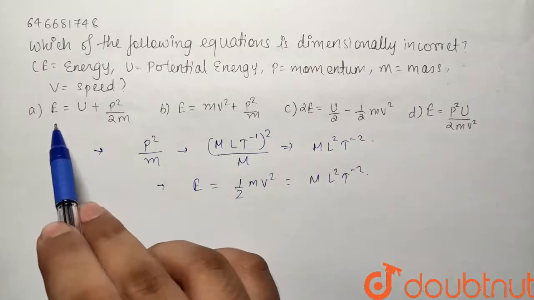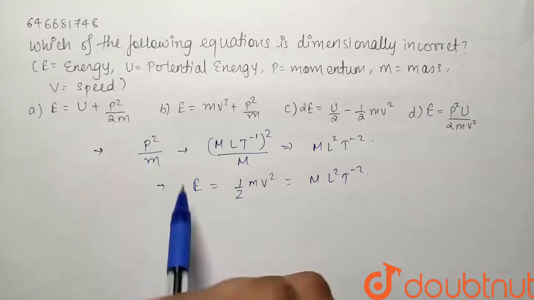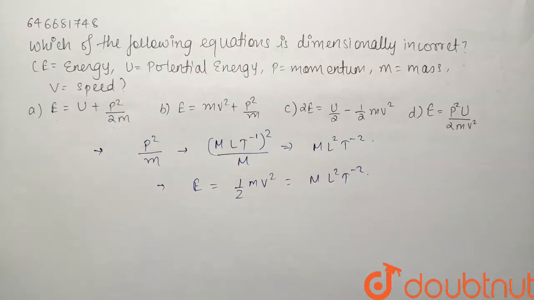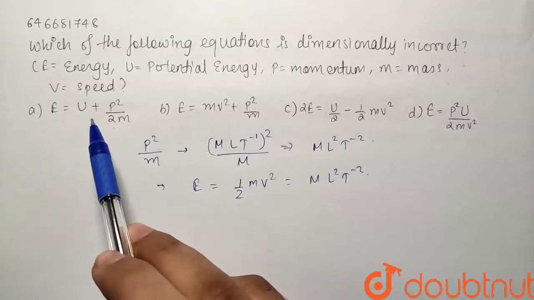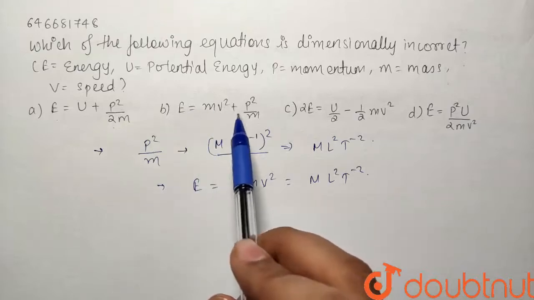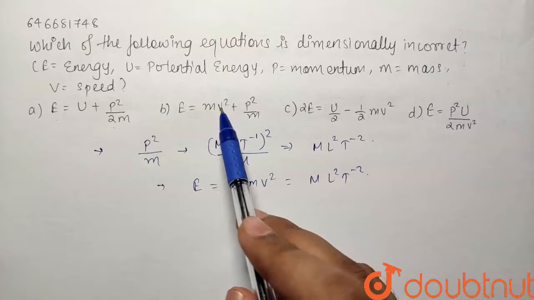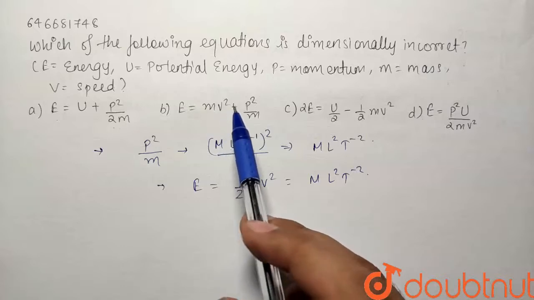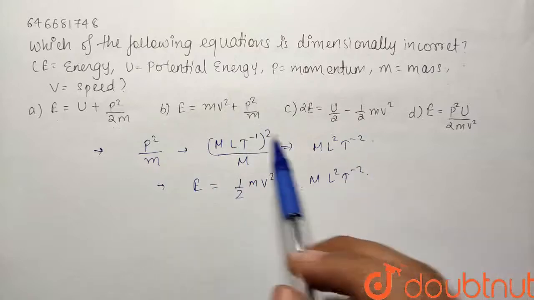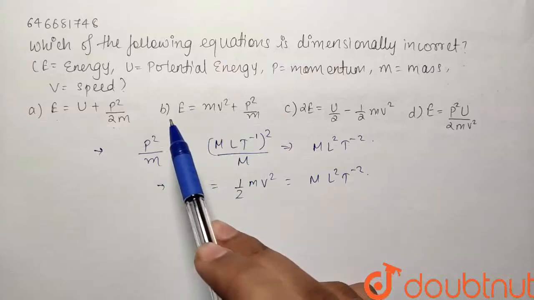If I talk about my expression 1, that is energy equals energy plus p square by 2m, has the same dimension of energy. As all these quantities have the same dimension of energy, this is a dimensionally correct equation. Now if I move on to my second option, it is E equals mv square plus p square by m. Now E is energy, mv square will also have the dimension of energy because kinetic energy is half mv square, and we have already seen that p square by m also has a dimension of energy. So again these three terms have the dimension of energy, so expression B is also a dimensionally correct equation.